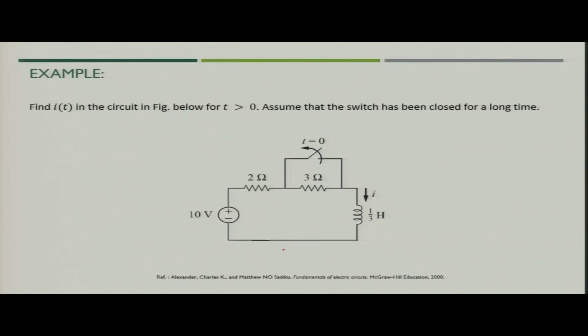Now, let us take one example to understand the step response of the RL circuit. Let us say that we need to find the value of i(t) in the figure for time t greater than 0. Now, we assume that the switch has been closed for a long time and it was just opened at time t equal to 0. It means that the inductor was short circuited, and since the switch was closed, this 3 ohm resistance was also short circuited. So, what is the value of current I at time t equal to 0?